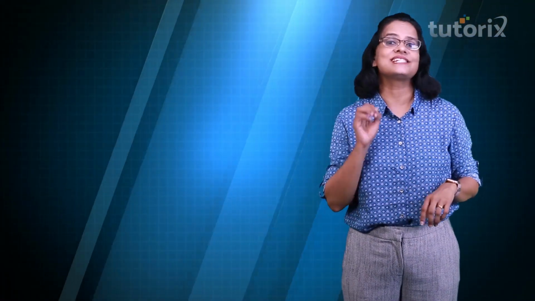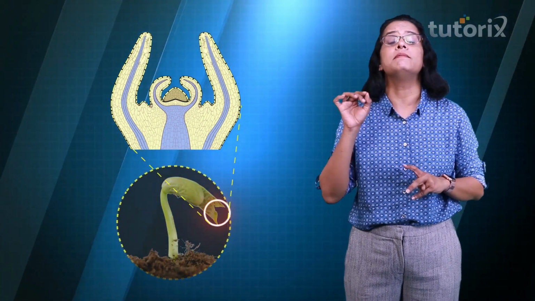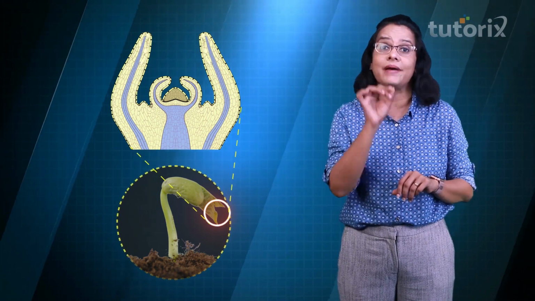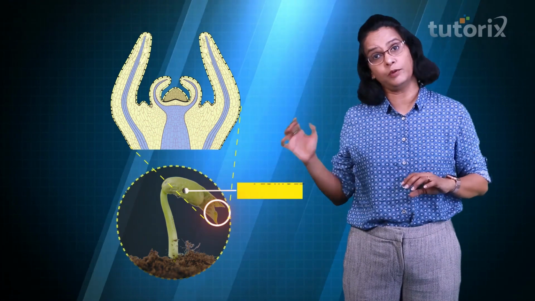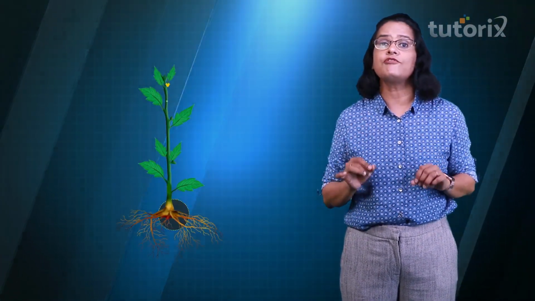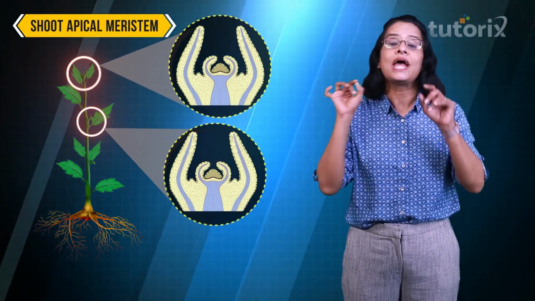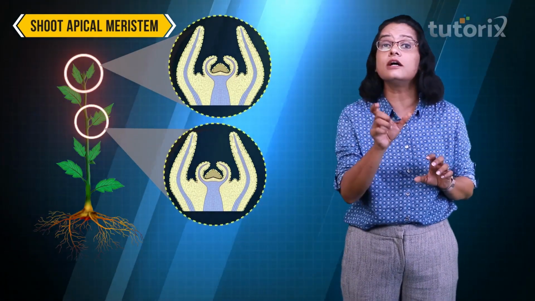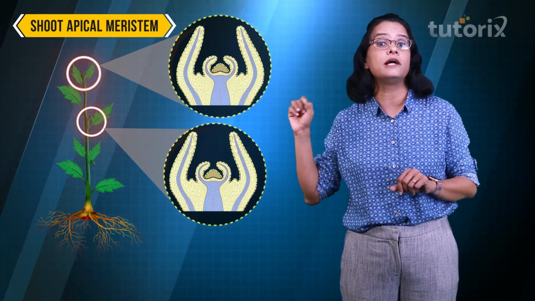So friends, first let's talk about the shoot apical meristem, also known as SAM. Now guys, the shoot apical meristem is derived from the meristematic cells which are present in the embryonic shoot or the plumule. So, the plumule of the embryo gives rise to the shoot apical meristem. Now friends, the shoot apical meristem is present at the tips of the stem and the branches as a terminal bud. So the terminal bud in a plant represents the shoot apical meristem.